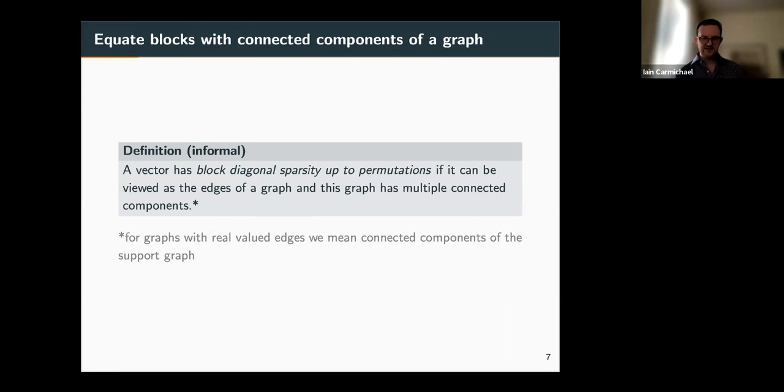So to think about what block diagonal sparsity up to permutations means, really the natural setting is to think about graphs. So we're going to say, and I'm going to be somewhat informal, a vector has block diagonal sparsity up to permutations if we can take that vector, view it as the edges of some graph, and that graph has multiple connected components.